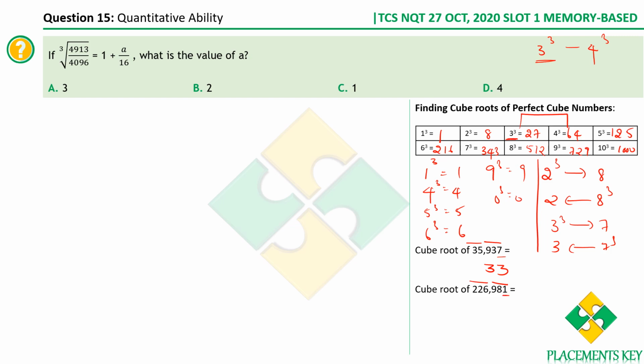When it is 1, we know it has to be 1. Okay, that is fine. Now 226, see in what range that does 226 lie? 226 lies between 6 cube and 7 cube, isn't it? Because 6 cube is 216 and 7 cube is 343. So therefore it lies between these two, so we'll always take the lower number in the range, which is 6. Therefore the cube root of this value is 61.